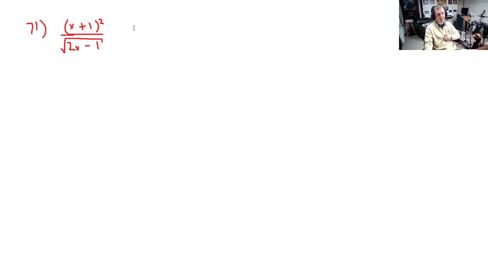Okay, so the first thing that you need to be careful for, right? You're looking at this, and you're looking at what you're dealing with. You've got a square on top, you've got a square root on the bottom. And the first thing you need to think about is the properties of these. So with the square root, first, can't have negatives under that square root.